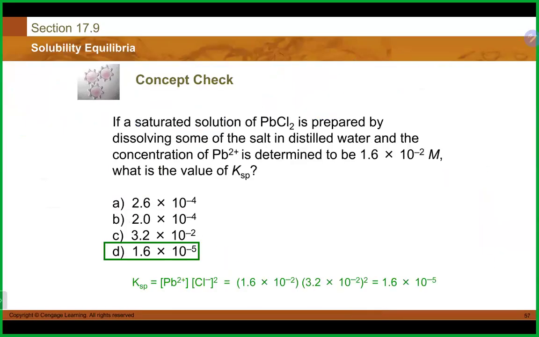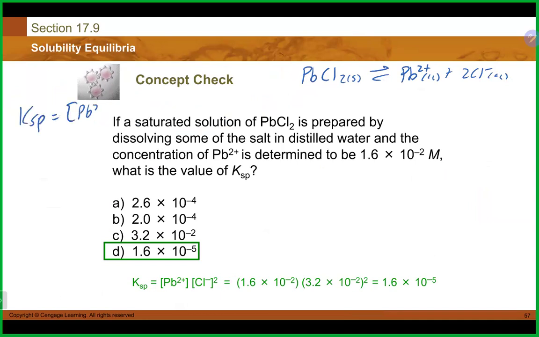So let's see how we could use that in this situation. If we have this Ksp problem here, we can look at the equation, and basically this is what's going to happen. We will have our lead and our chloride breaking apart. If we write our Ksp expression for this, again, it's our products, which would be our lead 2+, and our chloride, which we do need to square because of the coefficient. Now, in this case, it's prepared by dissolving some salt in water, and the lead concentration is determined to be 1.6 times 10 to the minus 2.